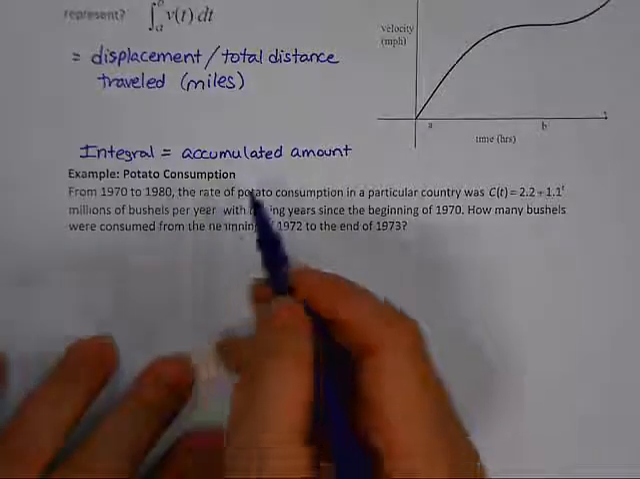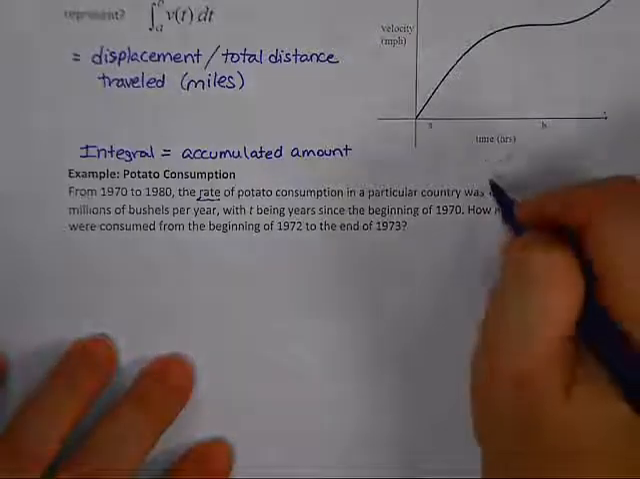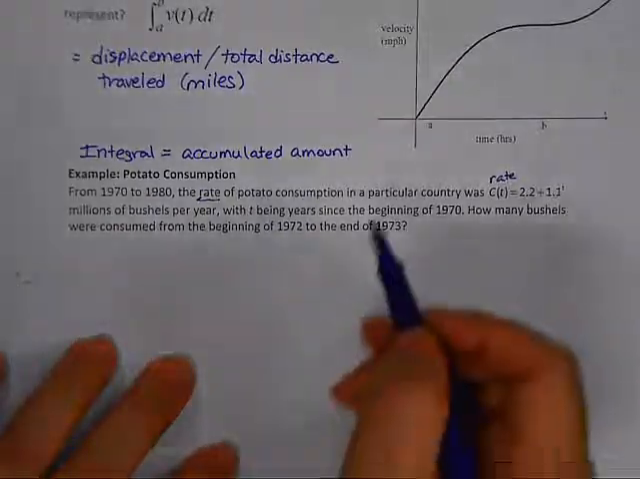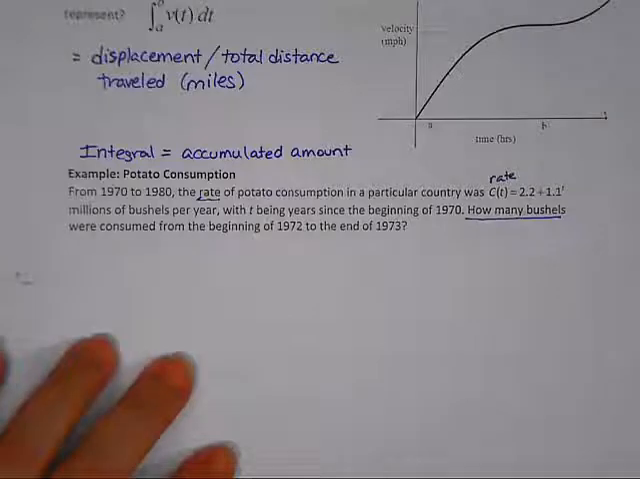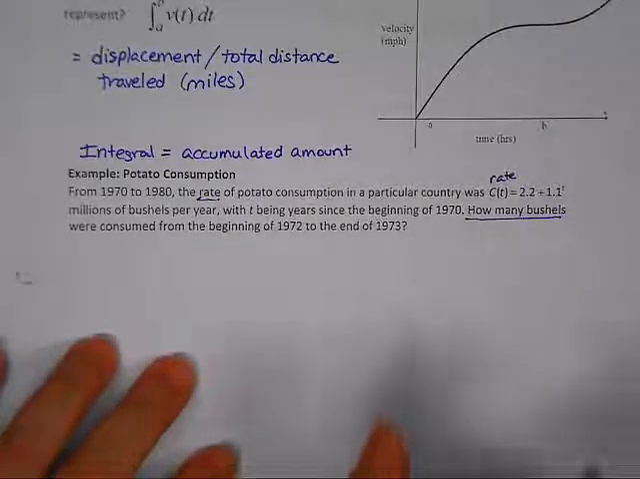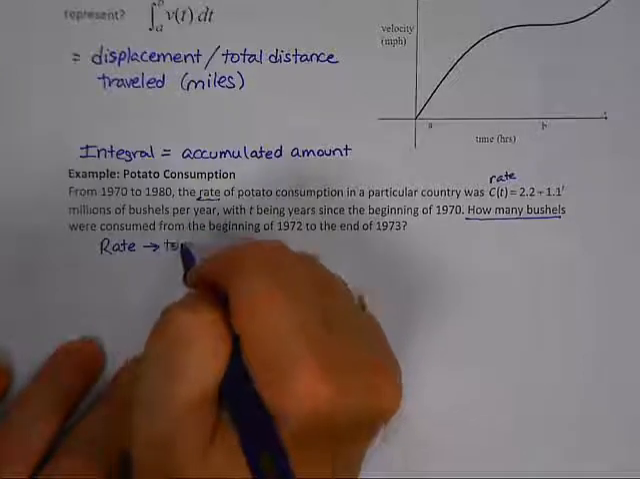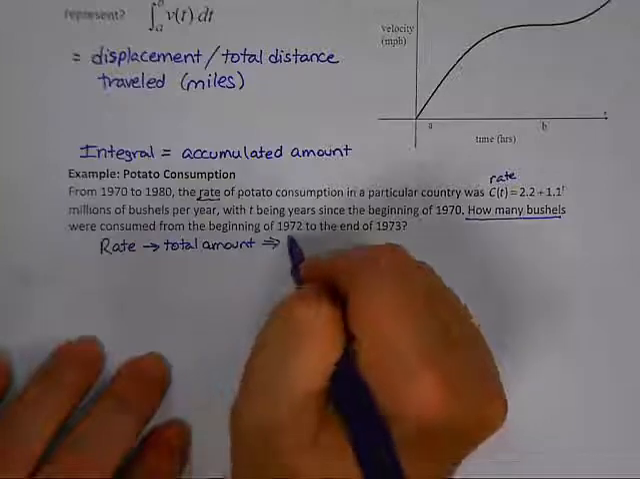Okay, so first thing I want you to notice this. It says that the function given is a rate. Now, this is a rate. It doesn't say dy dx. It doesn't say C prime of t. It is a rate, even though it says C of t. Okay, that's very important. The question asks for you to give the total number of bushels over a period of time. So when you are given a rate and you are asked to find a total amount of something, that means you are going to integrate.